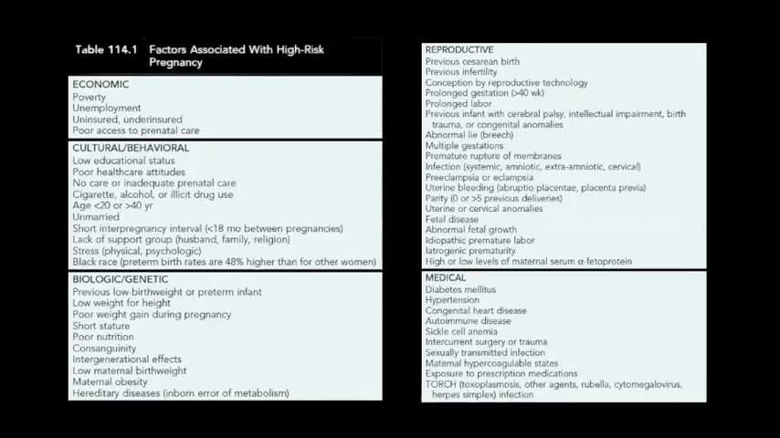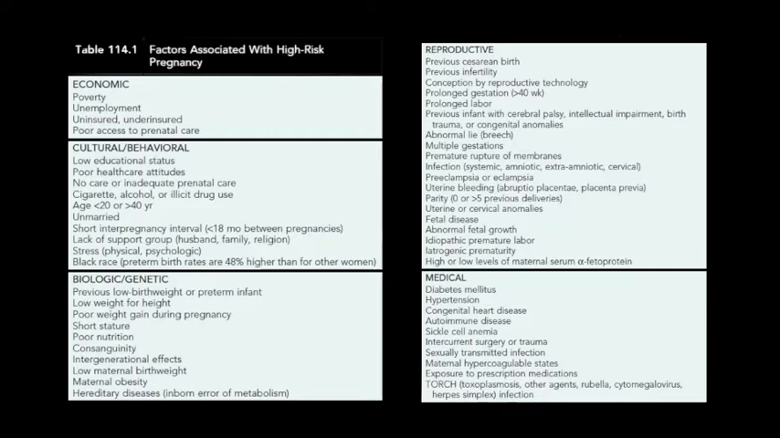So we cannot overemphasize the importance of having a good maternal history in anticipation of possible problems that may be encountered once the baby is delivered. So we have here listed some of those factors associated with high risk pregnancy. So we have economic factors: the presence of poverty, unemployment, no insurance or underinsured, and poor access to prenatal care. If a pregnant woman does not have good prenatal care, then we are not able to determine a right history and we're not able to predict the risk level.